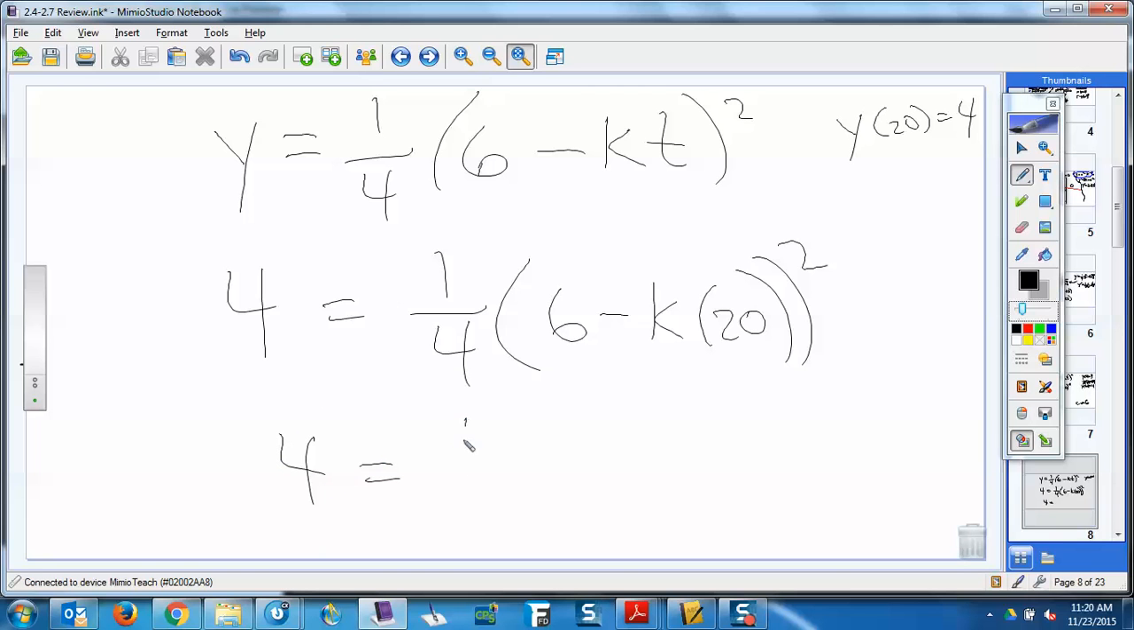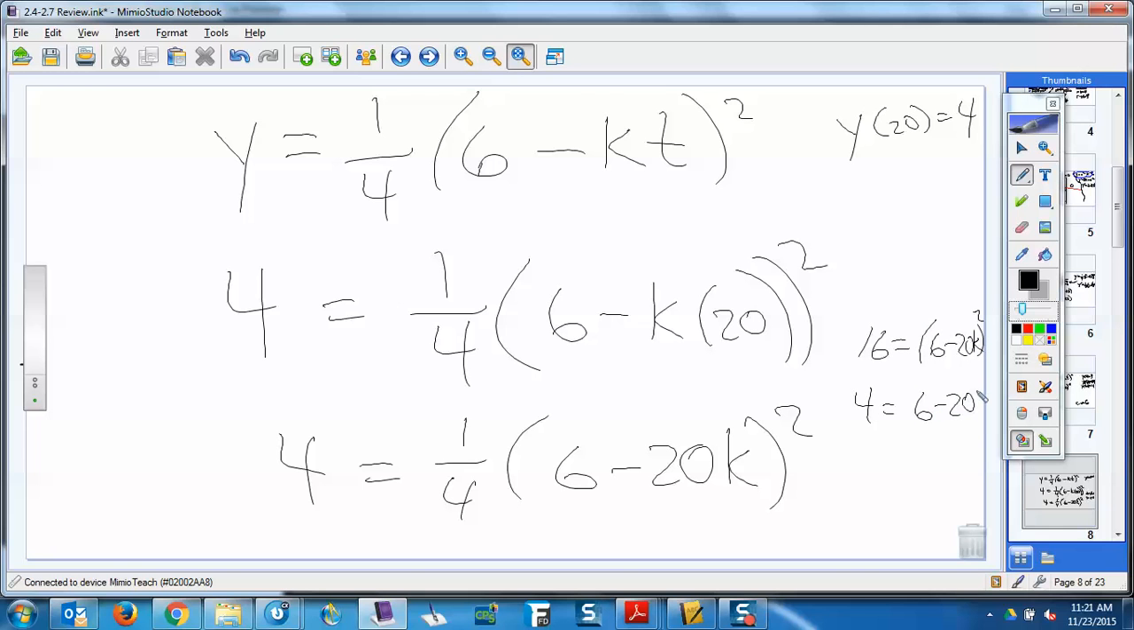So we get 4 equals 1/4 times 6 minus 20k, squared. What would be an easy way to do this? I sure don't want to FOIL that. How about we multiply the 4 over here, get 16 equals this, and then take the square root. So we get 4 equals 6 minus 20k. Again, we know it can't be negative 4 because we said the C minus KT had to be positive, so we don't have to worry about that. Now we subtract our 6, we divide by negative 20, we get 1/10.